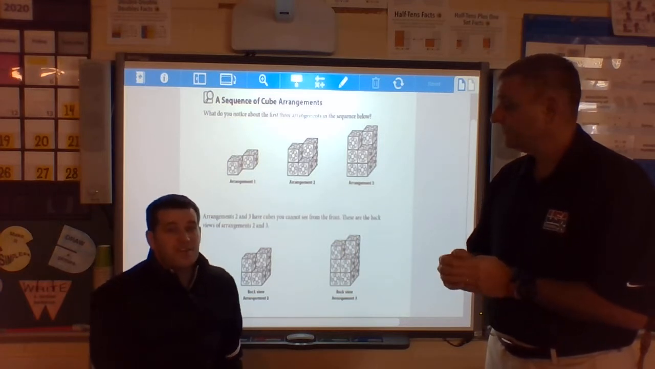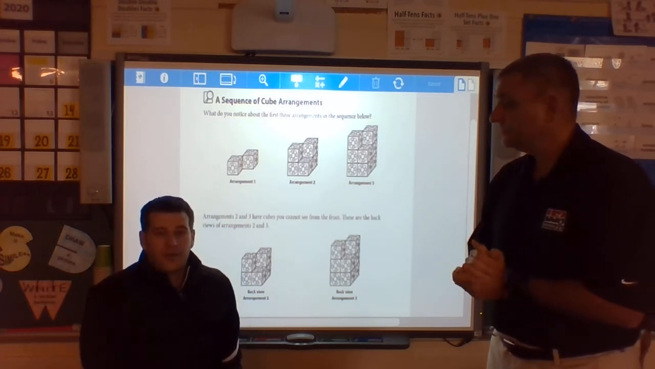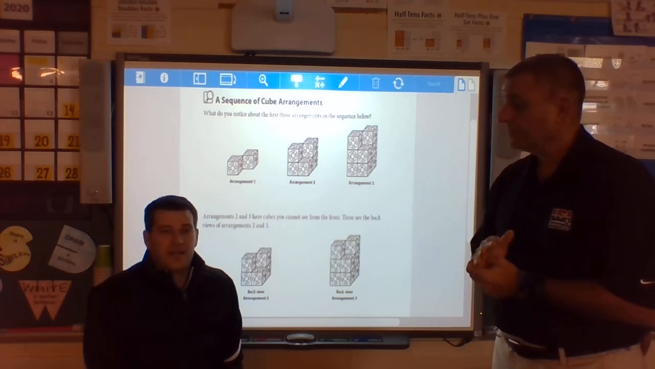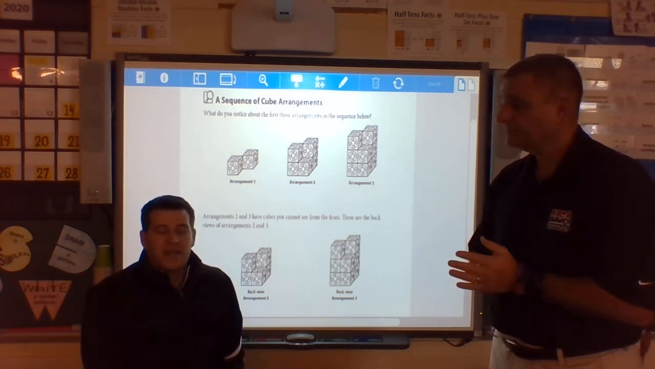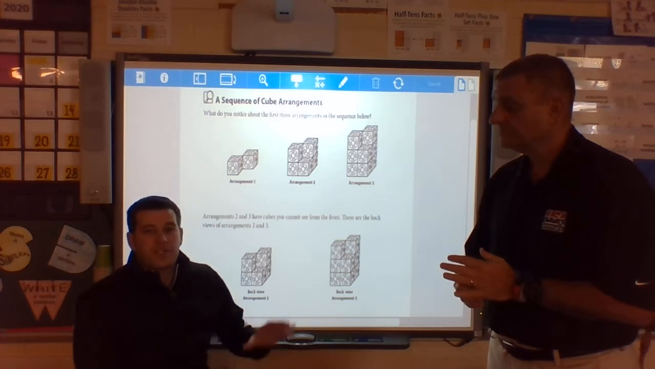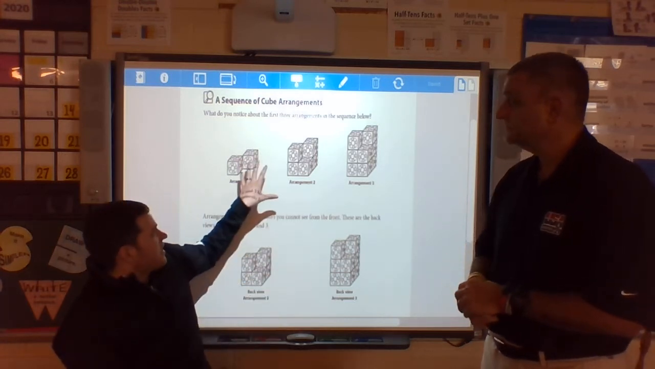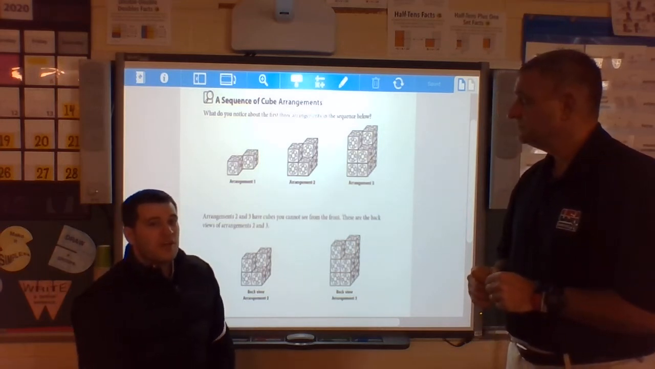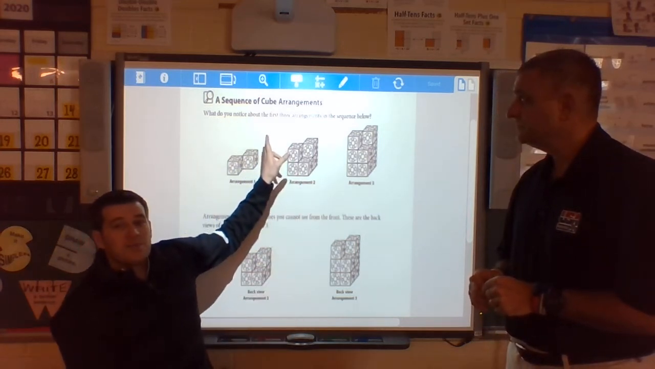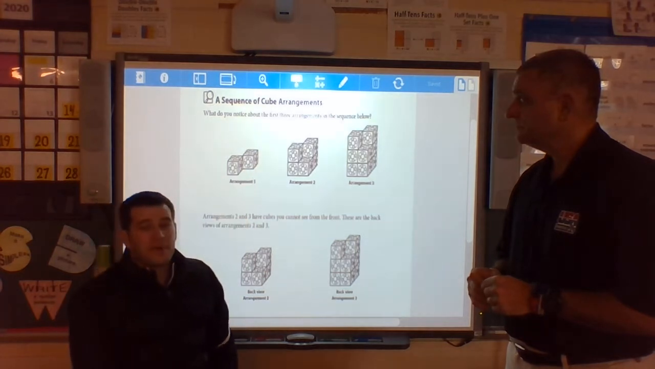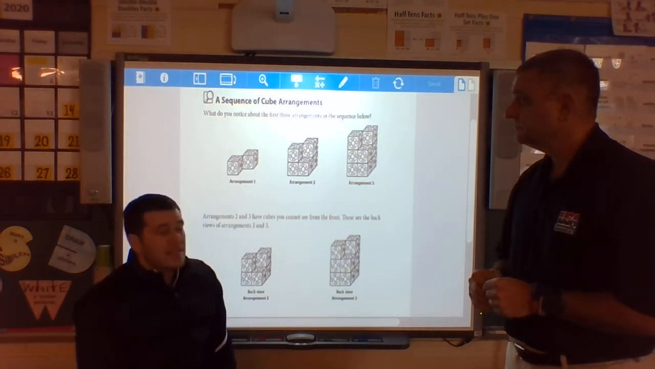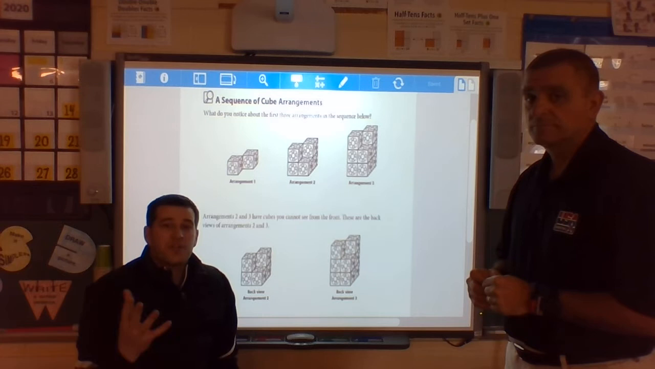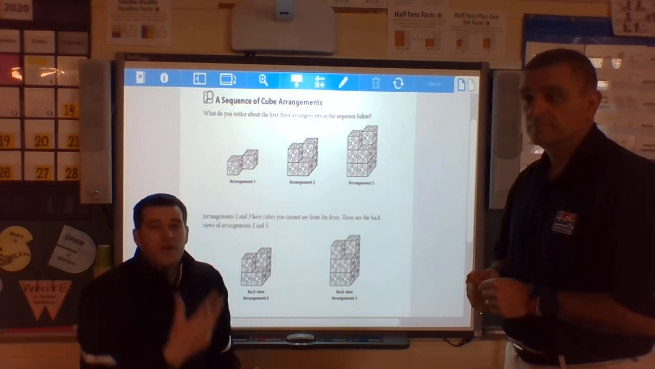All right. So yesterday we talked about the coordinate grids and the coordinate pairs, how the x-axis comes before the y. So today what we're going to do is explore how we can take something like a building of Unifix cubes and how we can turn those into coordinate pairs. So this question up top, you may be able to read it, you may not be able to. It says, what do you notice about the first three arrangements in the sequence below? So here's what I want you to do. Push pause, just take a look. What do you see?